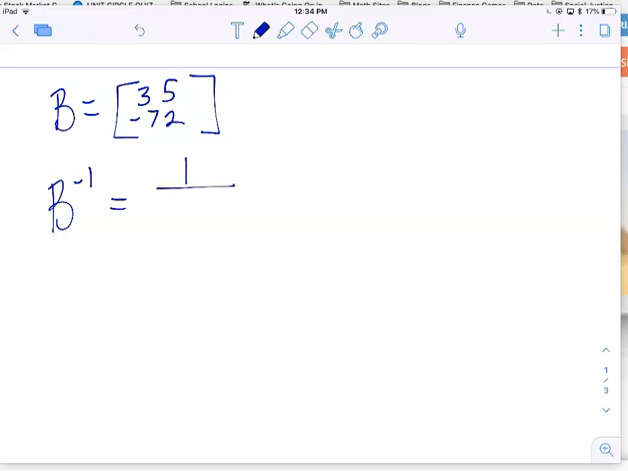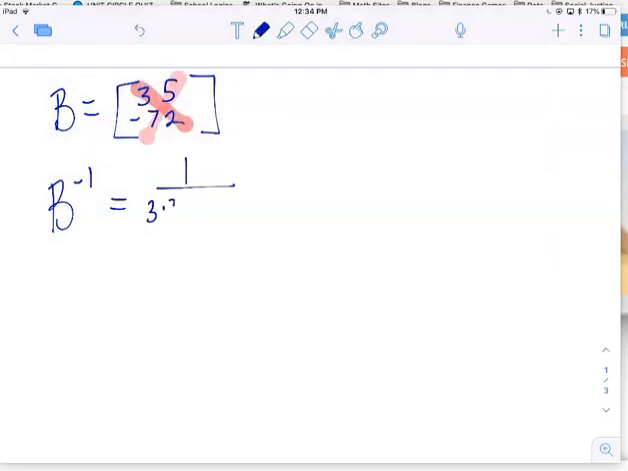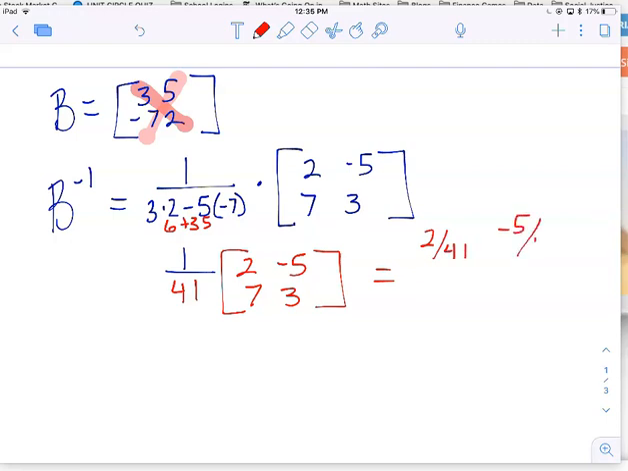So 1 over the determinant. So we got 3 times 2 minus 5 times negative 7, times, we switch those, so 2, 3, negative 5, and positive 7. So swap one diagonal and then change the signs on the opposite. So this is 1 over, what is this? 6 plus 35. So 1 over 41 times 2, negative 5, 7, and 3. So we distribute that: 2 over 41, negative 5 over 41, 7 over 41, and 3 over 41. And we have our answer there.